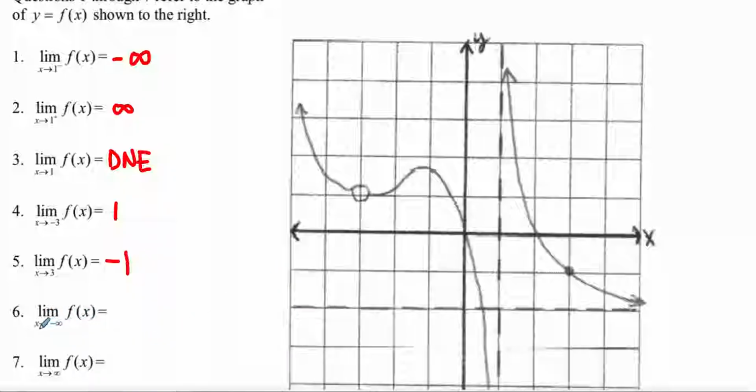Limit of f of x as x approaches negative infinity. As I'm approaching negative infinity, that means I'm going this way, to the left. But I see the graph is going up, up, up. So therefore, it's going to be positive infinity.